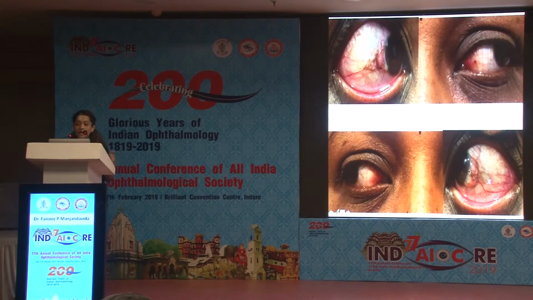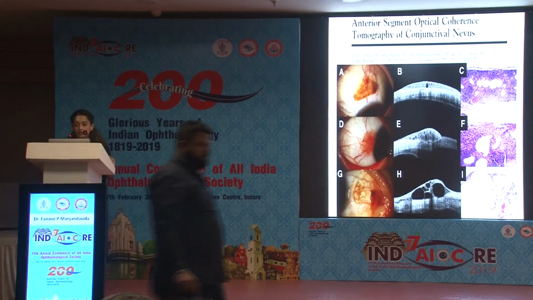So she has a melanotic component of a nevus in the right eye as well as the left eye. So nevus can be slightly amelanotic and melanotic also. The presence of cysts and these feeder vessels gives away the diagnosis.